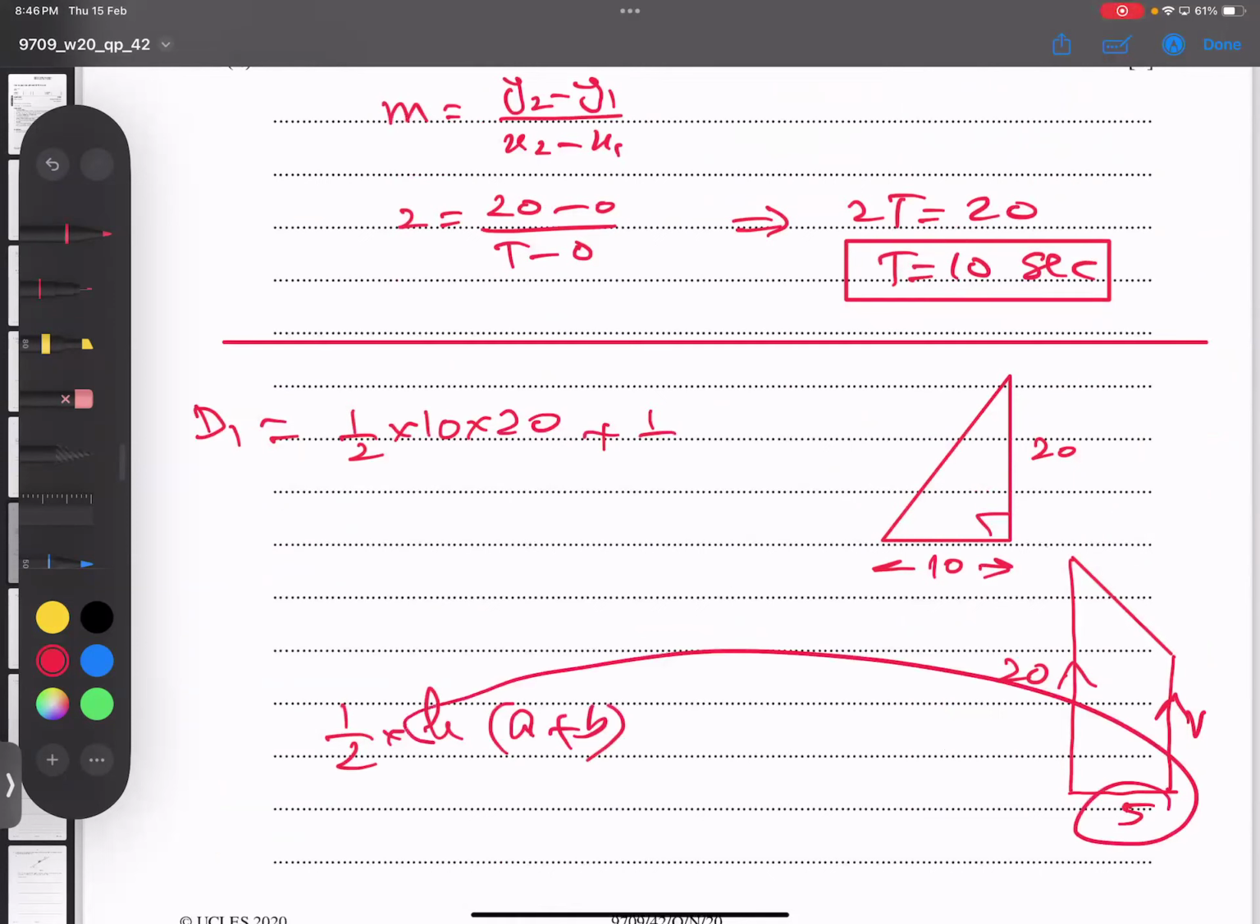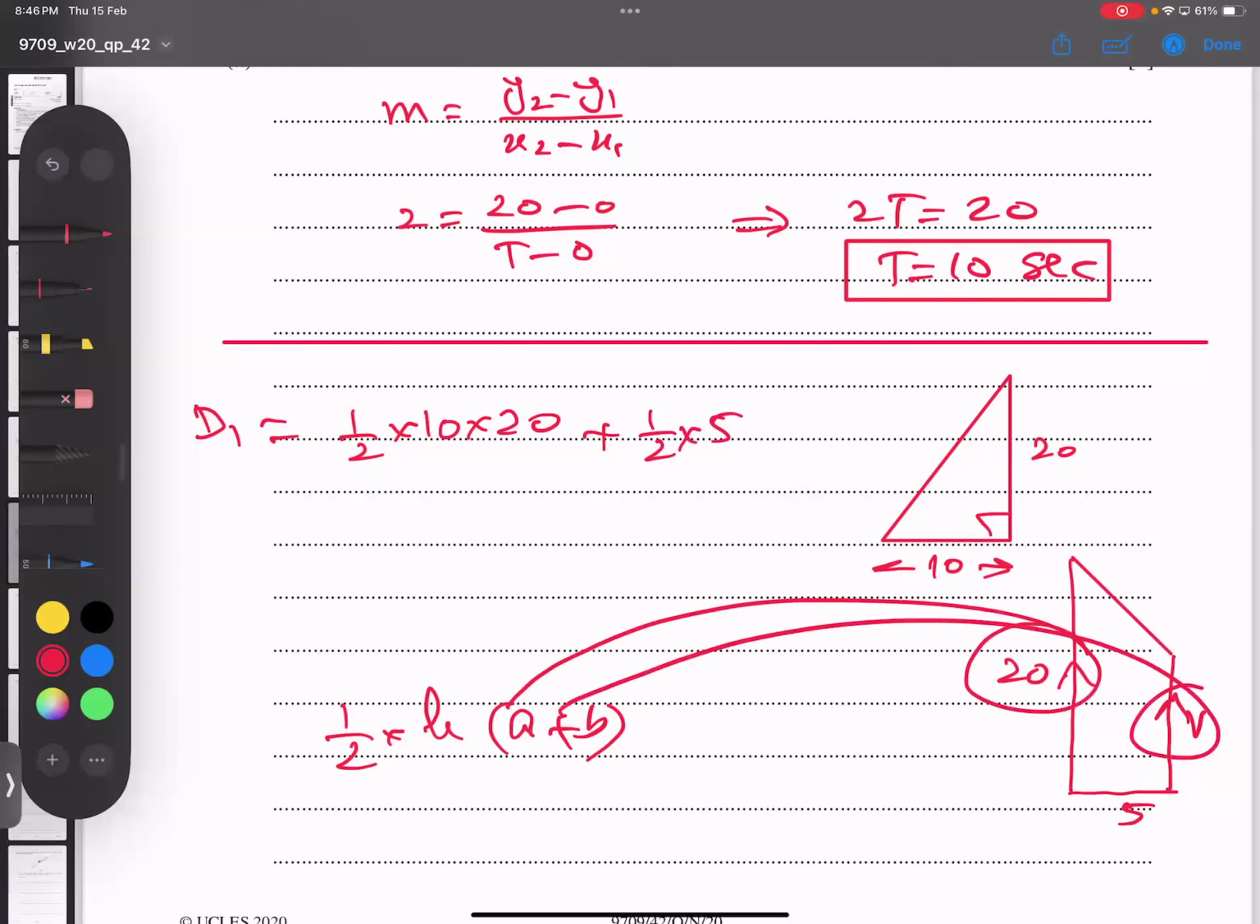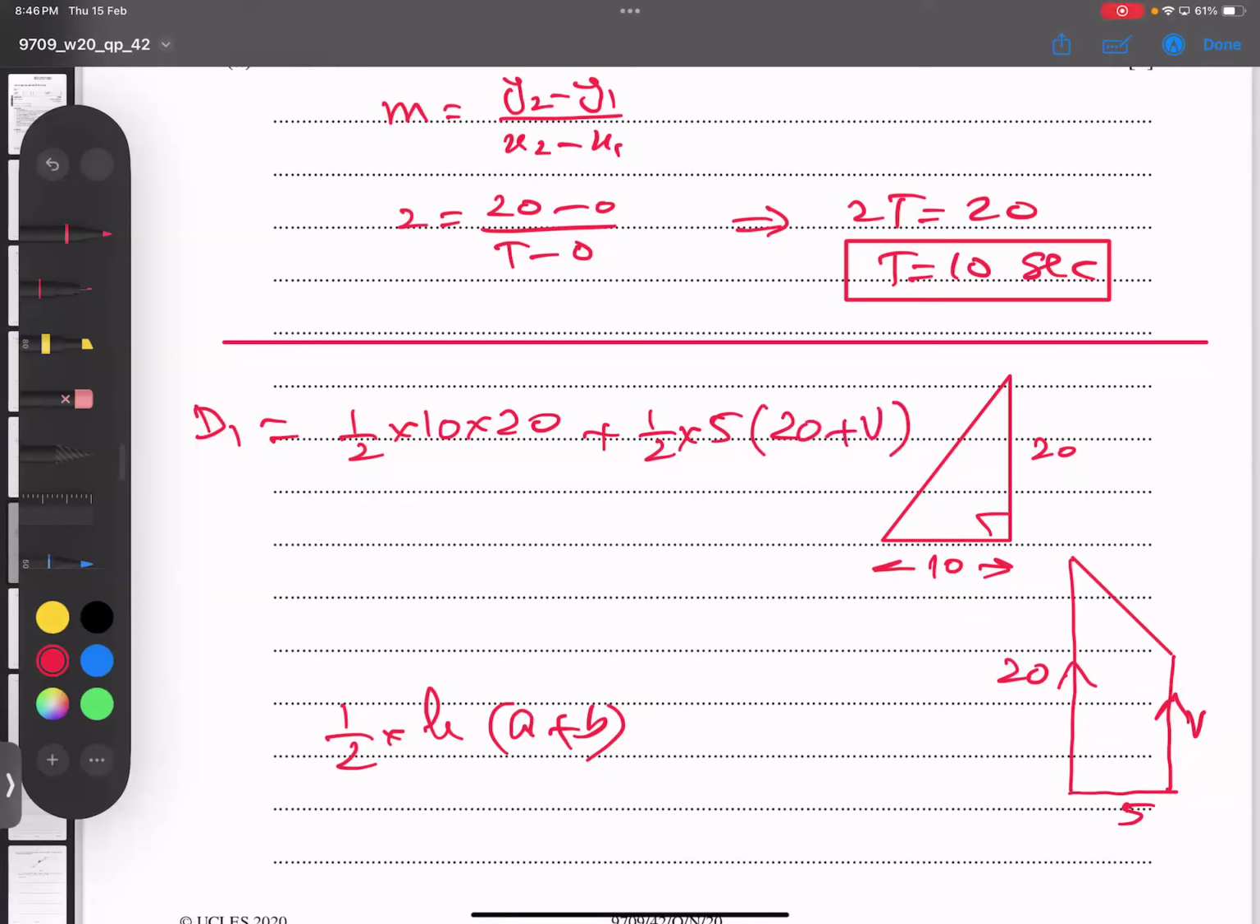And h is 5, I'm writing here. So half into 5, and this is called A and this is called B. I believe all people understand 20 plus V, how I got this one. So simplify: two fives are, or two tens are 20, and I got 100 from here. And here I have to multiply 5 by 2 inside. So 5 times 10 is 50, and 5 by 2V.